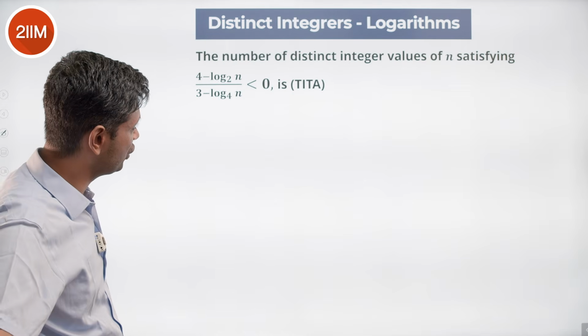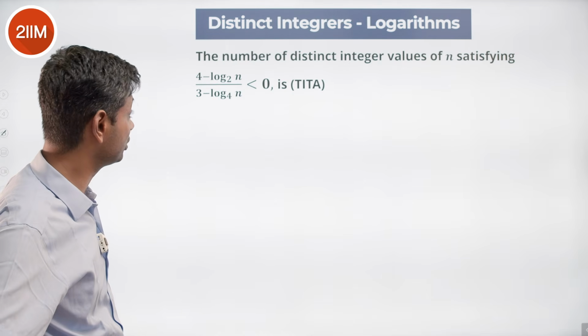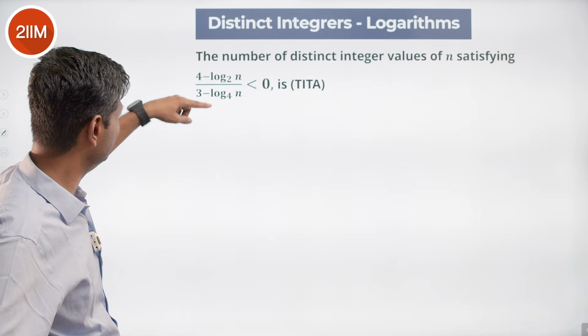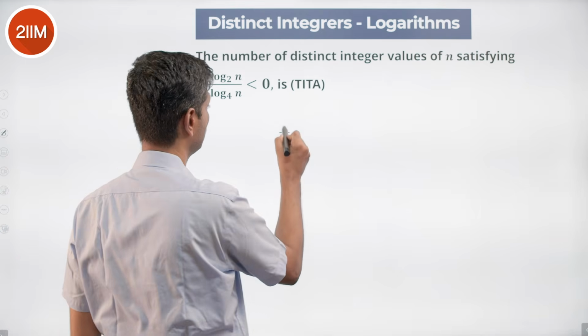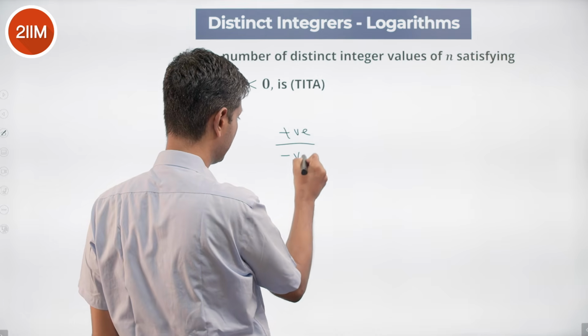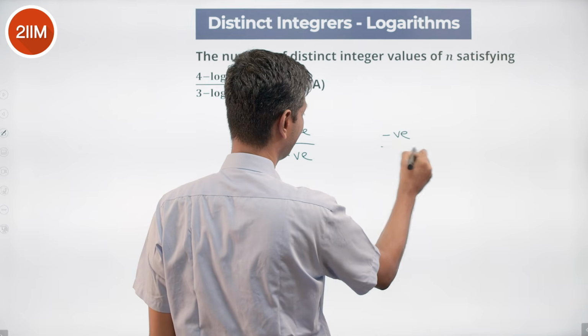The number of distinct integer values of n satisfying this is, and so this by this should be less than 0. That means you could have a scenario where it is positive by negative or negative by positive.